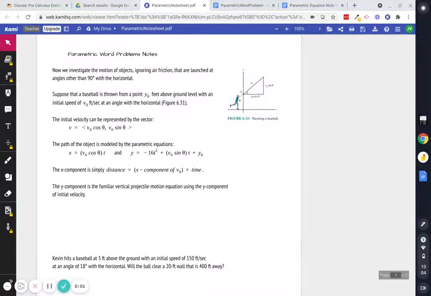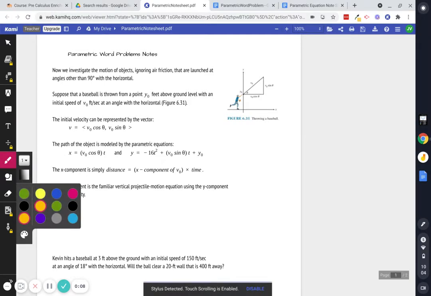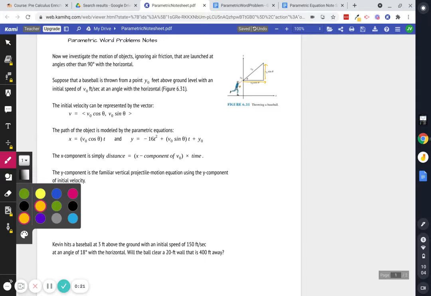So when we think about these parametric word problems, we are going to talk about them here in terms of what's happening horizontally and what's happening vertically. And so when we look at these examples, that's kind of why we're breaking it down that way, because we can define it in terms of x of t and y of t. So a couple key things.